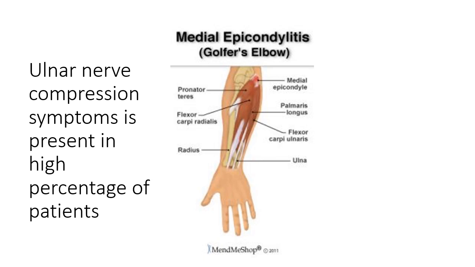Medial epicondylitis, golfer's elbow. It is an inflammation and micro tear of the medial epicondyle, common flexor and pronator muscles. The patient will present with pain on the medial side, and ulnar nerve compression symptoms are present in a high percentage of patients, because the ulnar nerve passes behind the medial epicondyle and inflammation will lead to edema and compression of the ulnar nerve in the cubital tunnel.